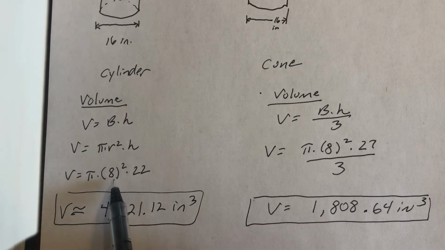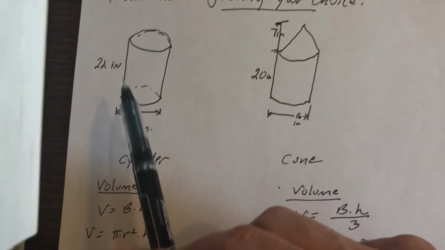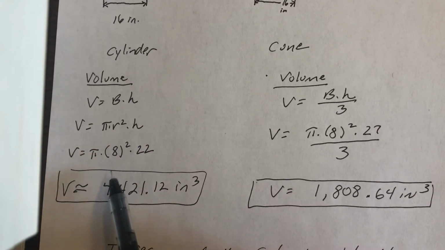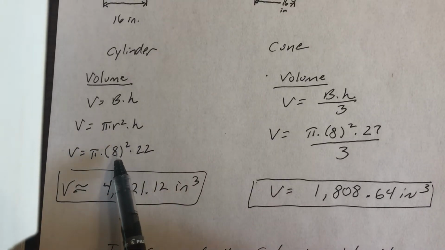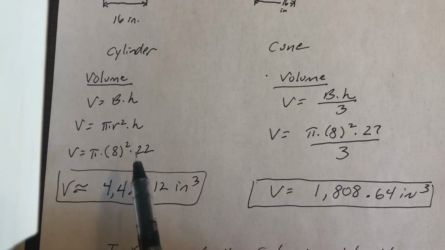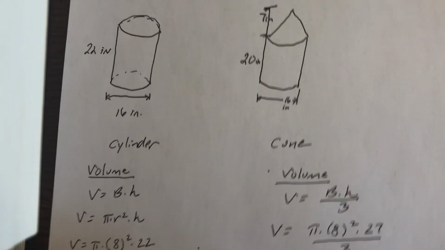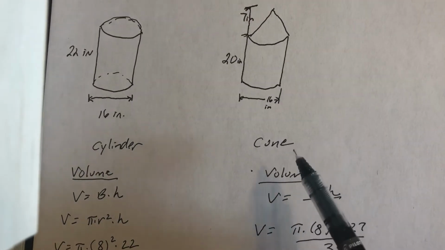So I sub into my formula, and I recopy the pi. I put 8 in for r, and then I put 22 in for the height. So now you're going to use order of operations to evaluate. So for me, I went 8 squared, and that meant 8 times 8 was 64. So then on my calculator, I went pi times 64 times 22, and I got the volume is approximately, that's why that's a squiggly equal sign, 4,421.12 cubic inches.